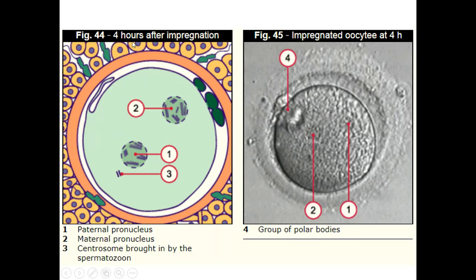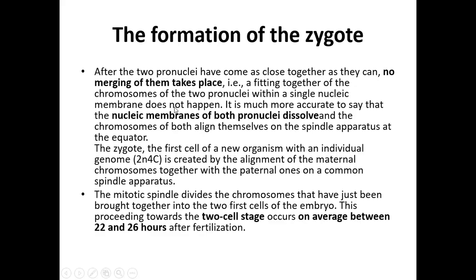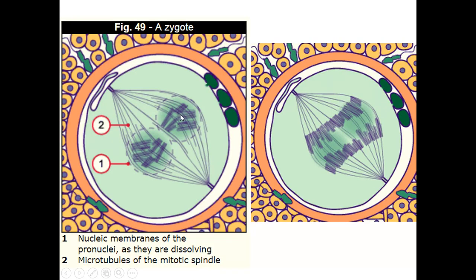You see, 4 hours after impregnation, the pronuclei have formed, and finally these two pronuclei dissolve their membranes, like in prophase of mitotic division. So they dissolve, and then these chromosomes are arranged in a spindle. We have a pair of each of the chromosomes, and then they form the first mitotic division.